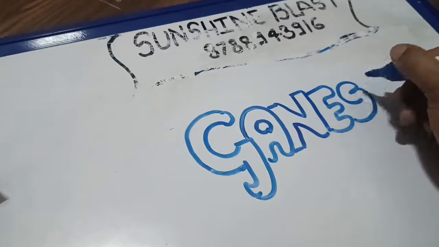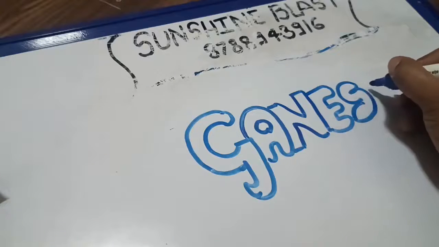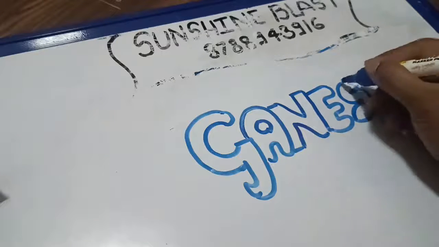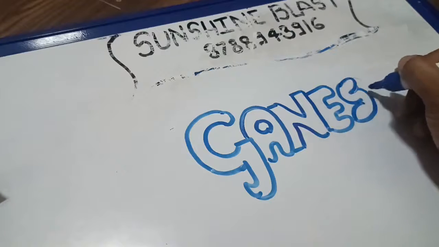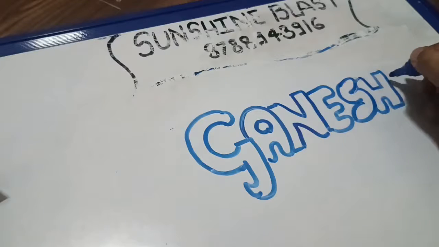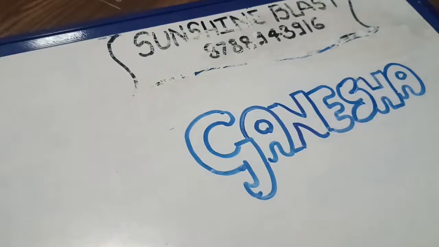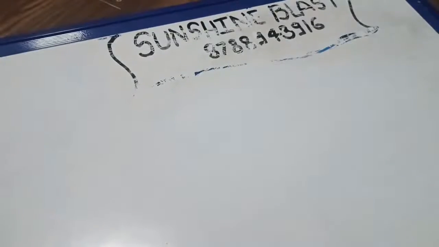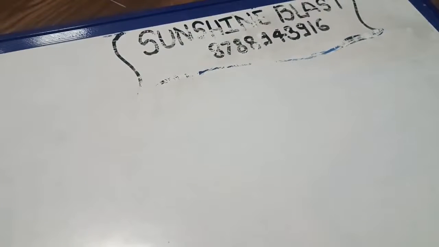To attach the S is a little bit difficult. Then H and A. So this is how we have to write letters in bubble calligraphy.